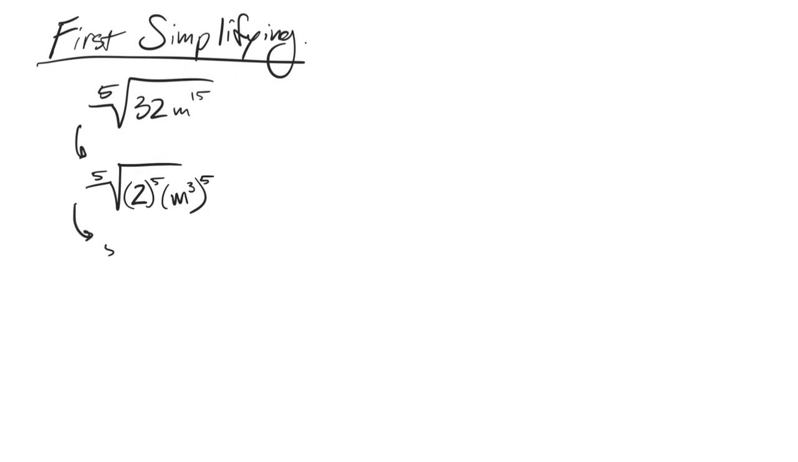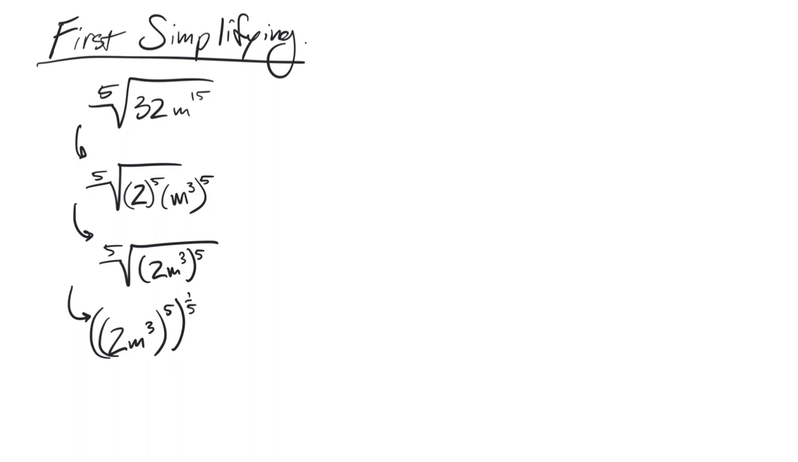Then we can combine what we got going on here. So I really just have 2m cubed to the fifth, because they're both raised to the fifth power. I can just smoosh them together using multiplication. And if we rewrite this as an expression with a rational exponent, that gives me this. I know it's a lot of parentheses, but I want to illustrate that this becomes 2m cubed raised to the 5 over 5. Well, 5 over 5 is just 1, so my final answer is 2m cubed. That worked out nice and neatly.